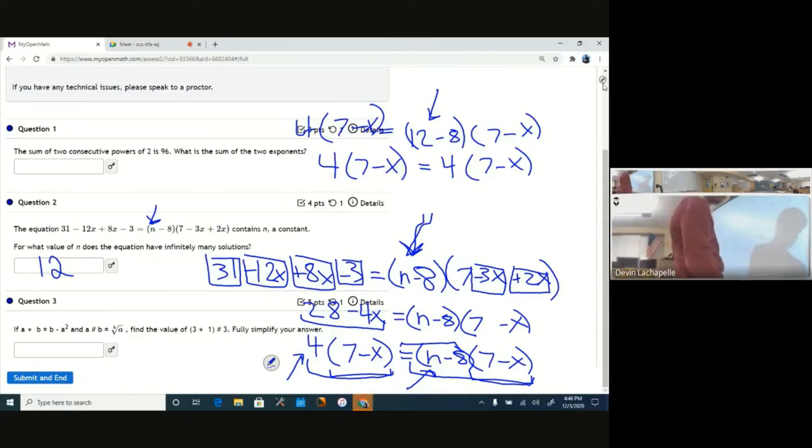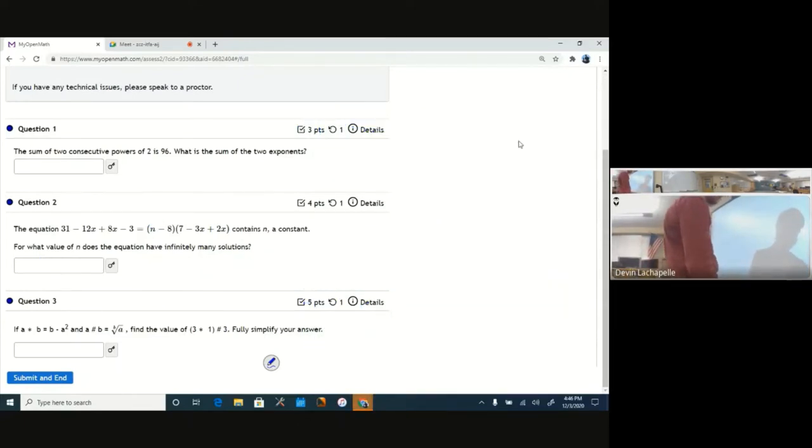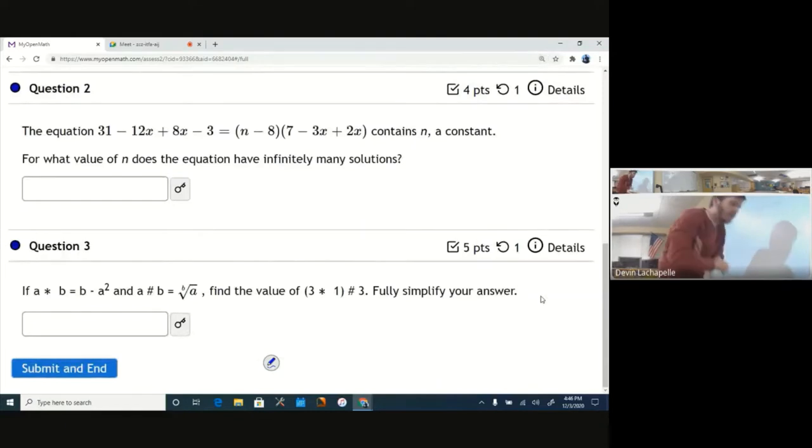All right, and let's try out our last one here, our 5-pointer. This is an interesting one. So we've got if A star B equals B minus A squared, and A hashtag B equals the B root of A, find the value of 3 star 1, or 3 asterisk 1, hashtag 3. Fully simplify your answer.